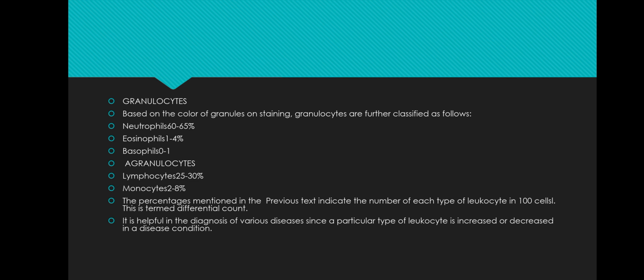For example, when we are affected by any pathogens or viruses, our white blood cell count will increase, meaning the eosinophil percentage will be increased. Like this, it is useful to differentiate the count of the leukocytes, and this is known as the differential count.